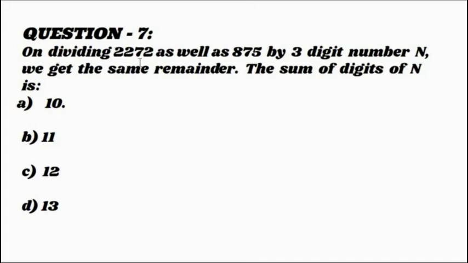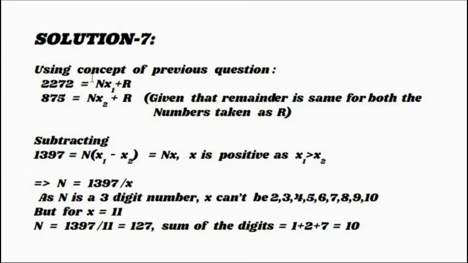On dividing 2272 as well as 875 by a 3-digit number n. Here keep in mind that n is a 3-digit number. It is very useful information. The two numbers being divided are 2272 and 875, and we are asked to find the sum of the digits of n. Using the concept of the previous question, 2272 can be written as n into x1 plus r, and 875 can be written as n into x2 plus r. Here r is the same in both equations, because it is given in the question that the remainders are the same.